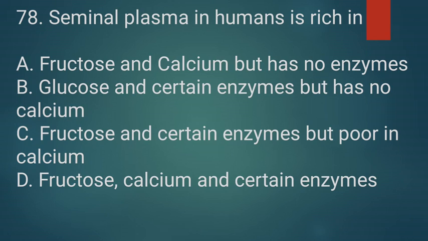This is also a direct question. Seminal plasma in humans is rich in fructose, calcium, and certain enzymes. That is option D. It's the right answer.